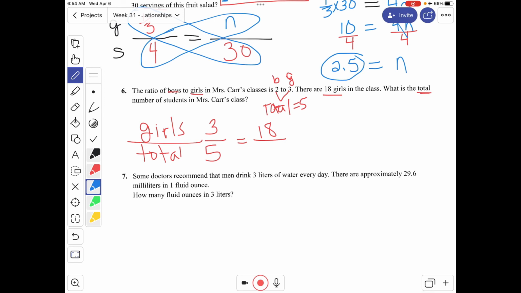This time there is a relationship, so I don't really have to cross multiply. You could, but we don't have to, because I know that 3 times 6 would get me 18. So if I do the same thing on bottom, 5 times 6 would be 30. 30 students in Mrs. Carr's class.